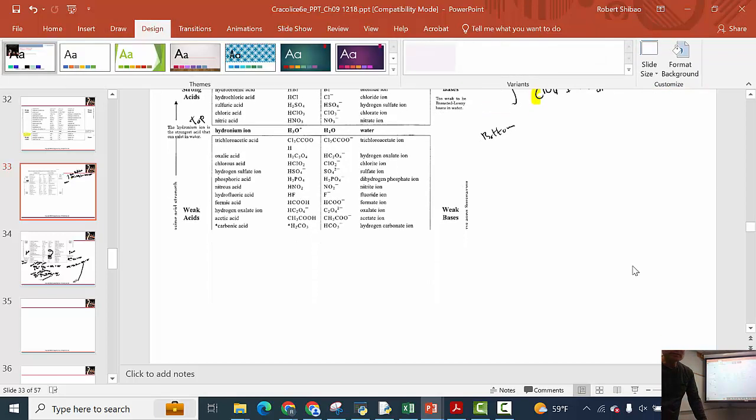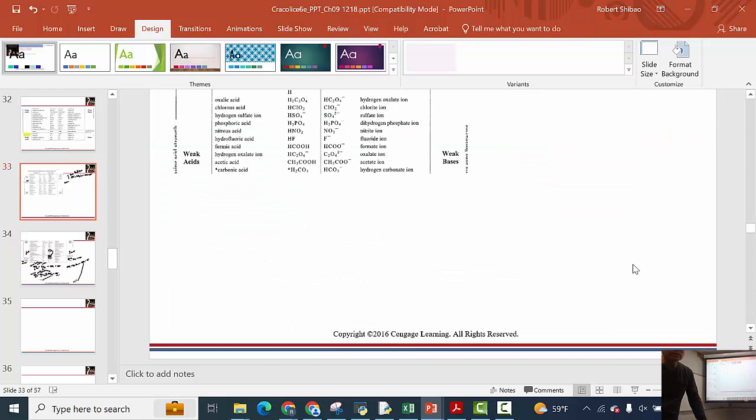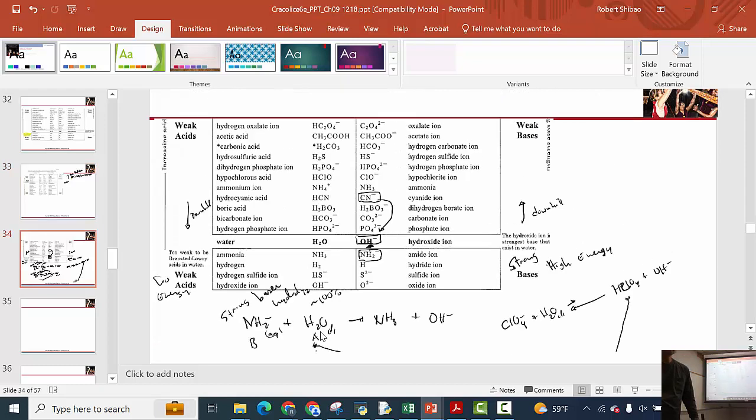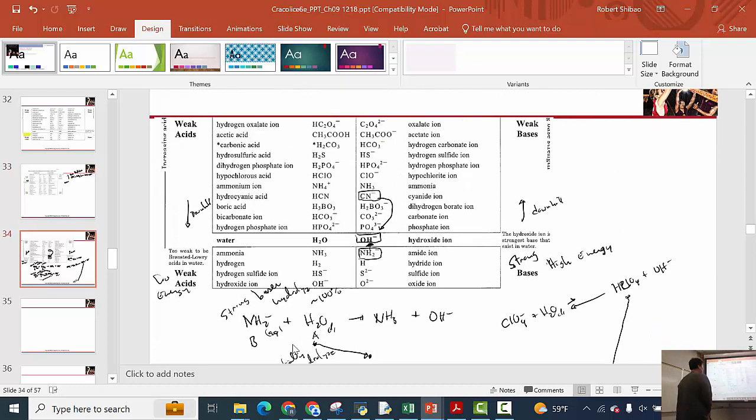Now, there are some species that appear on both sides of the chart. For example, water. Water can either act as a base or it could act as an acid. It's weak on both ends. But there are other species that are like this that we call amphoteric, like hydroxide. Hydroxide can act as an acid, but it's too weak really to be considered an acid, or it can act as a base. Well, as a base, it's very strong. These are all the strong bases here.